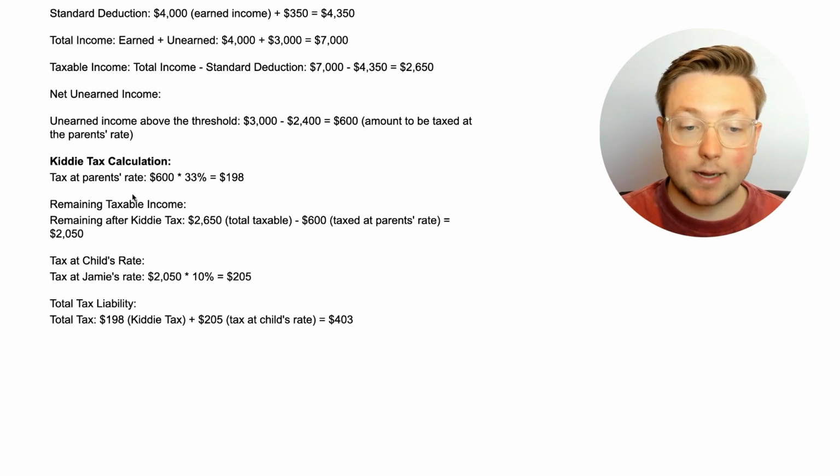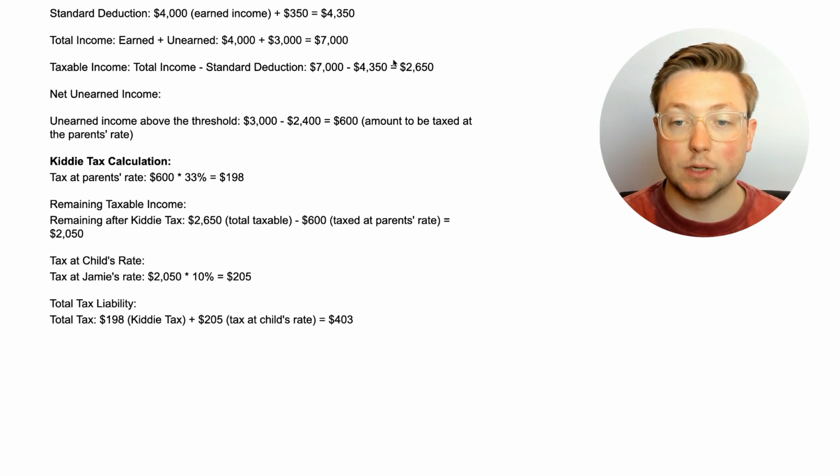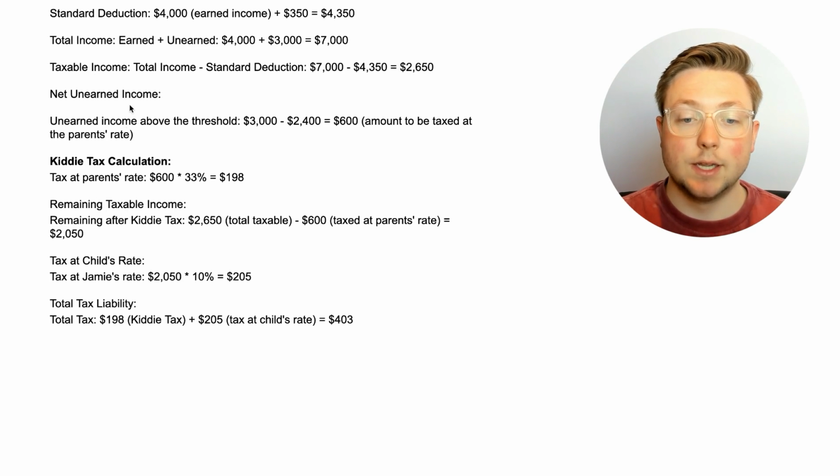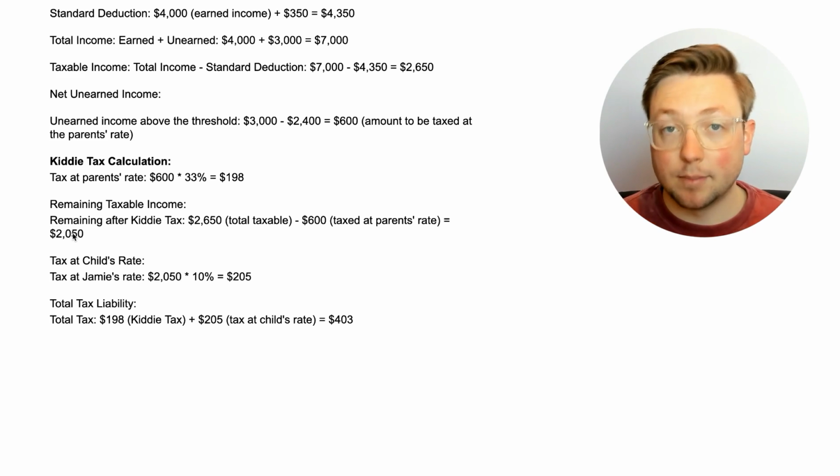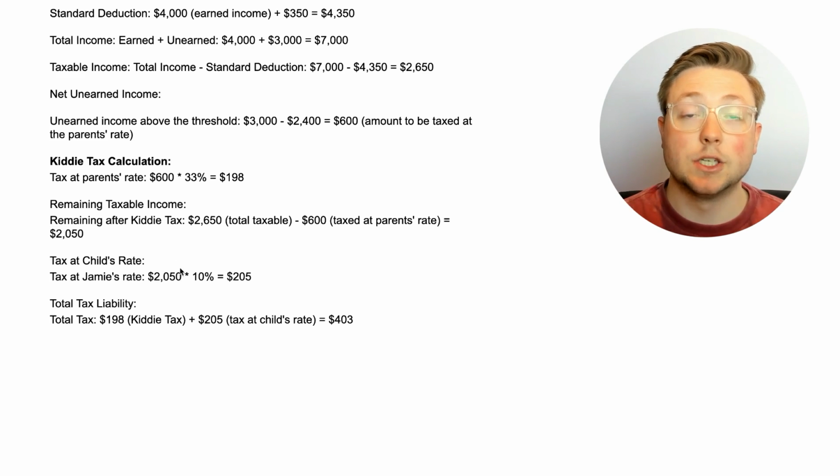Now we go back and we take this taxable income, remember we left it up here, and you subtract however much money was taxed at the parent's rate, so this $600 right here. That gives you $2,050, the remainder, and this remaining amount is what is taxed at the child's rate.